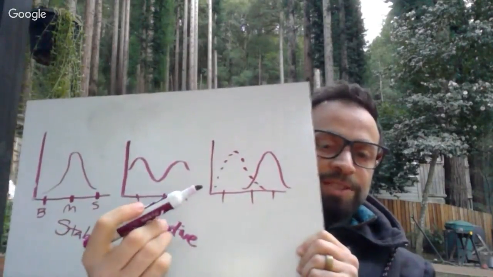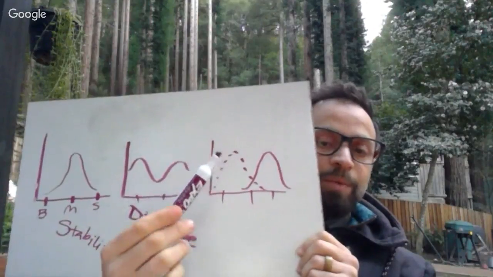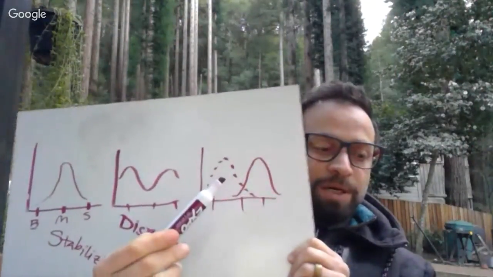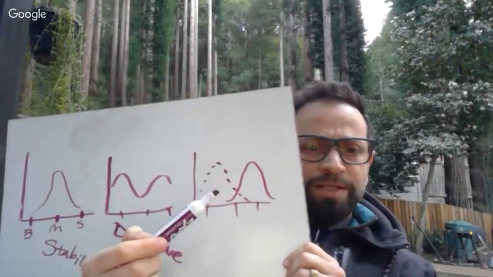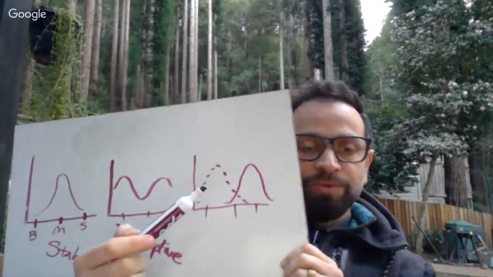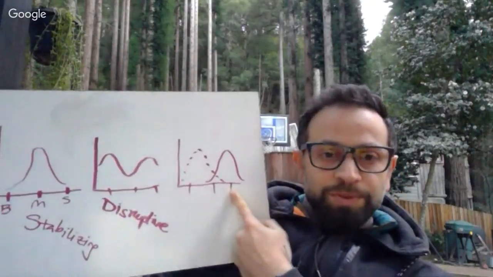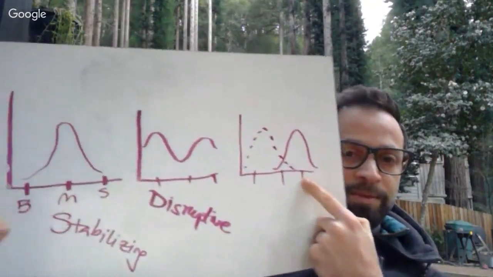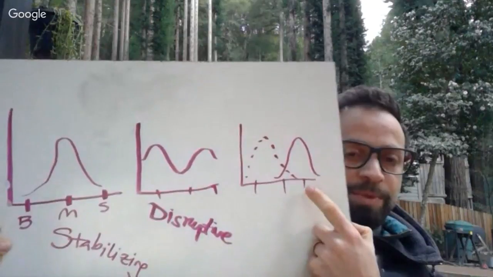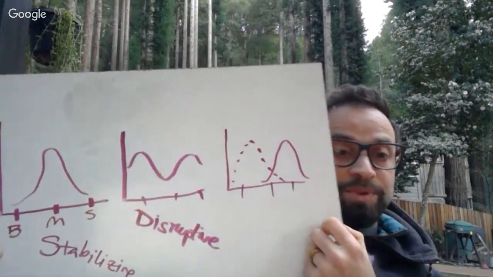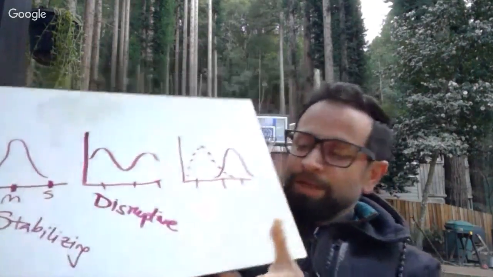With directional selection, you basically have one of the extremes doing really well, right? The intermediate's not doing well, the other extreme is not doing well. So in this situation, since we call them big, medium, and small, which one do you think is doing well? Right here, that's our small one. That's the one that's the most successful. Okay, I hope that explanation helps.